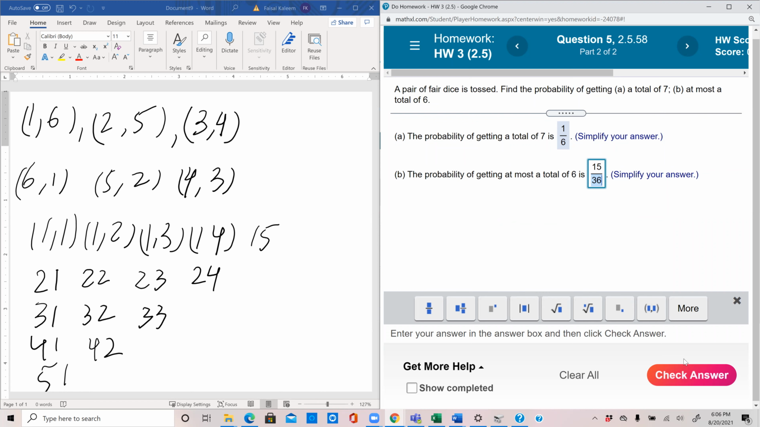And that simplifies to 5 out of 12, since 3 goes into 15 five times and into 36 twelve times. So 5 out of 12.